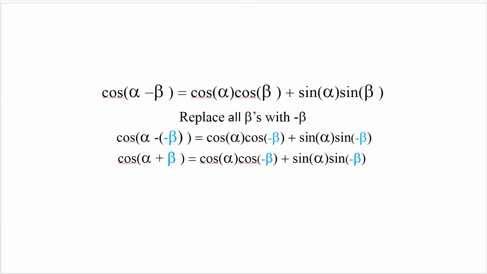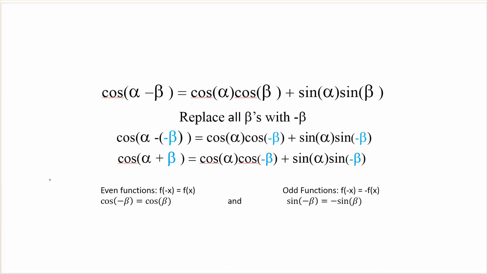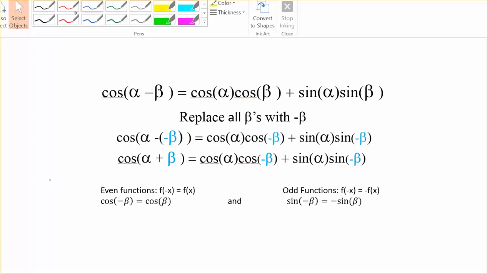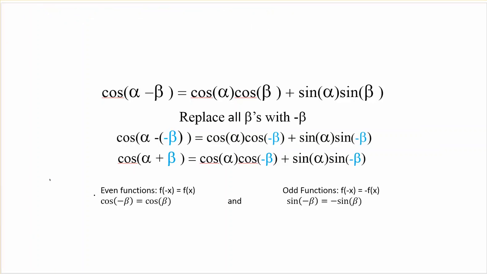Now we need to look at these two values here. The negative beta here for the cosine and the negative beta here for the sine. And to do that, we have to remember something that you should have learned during a previous pre-calculus course. And that is to say stuff about the even and odd functions. So an even function is a function that if you plug in a negative value for x, then out will come the same output value for the positive side of that.